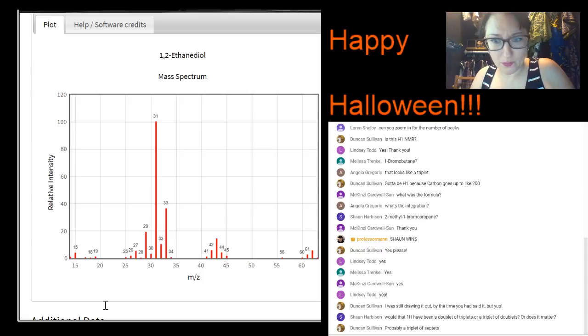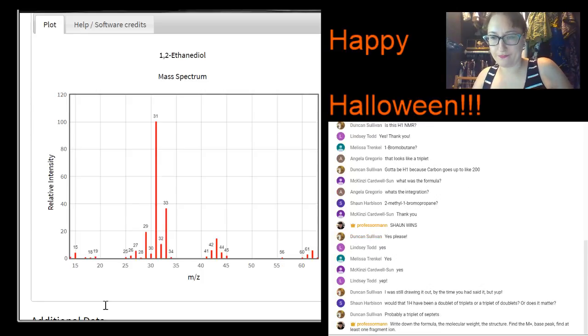So let's see, the formula, molecular weight, the structure. Find the M+ peak, so the molecular ion peak. That one actually doesn't have an M+1 because the base peak is not the molecular ion peak in that case. So I also want you to find the base peak and find at least one fragment ion. Okay.